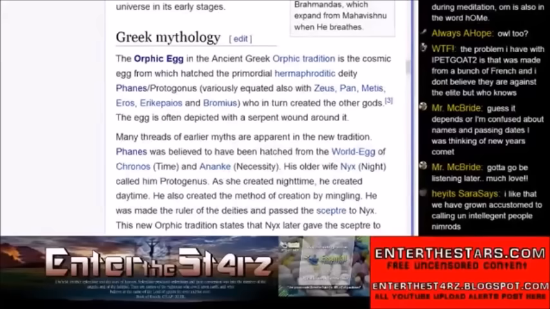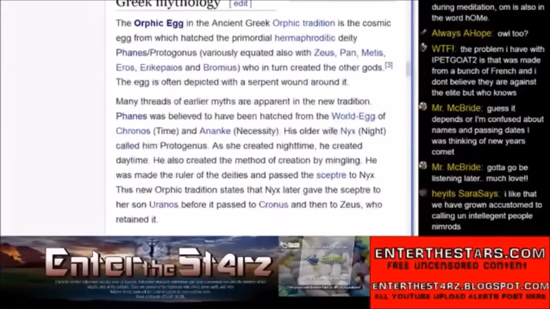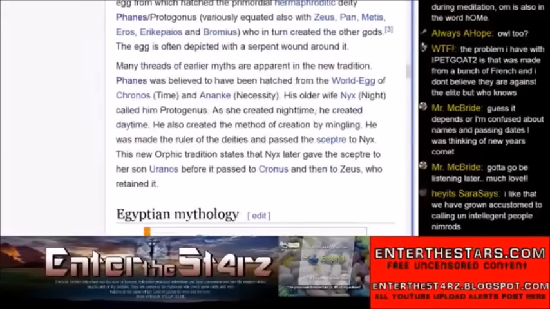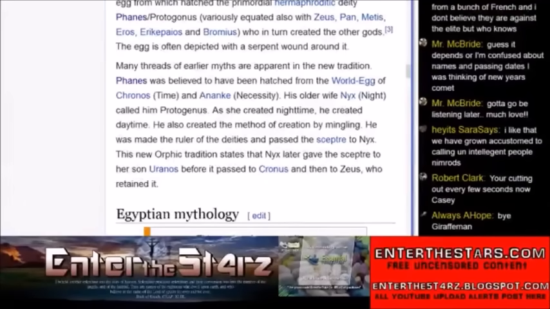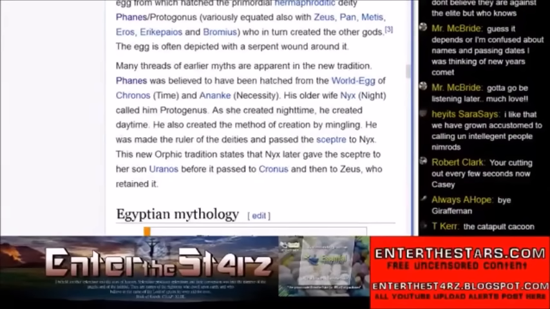The egg is often depicted with the serpent wound around it. Many threads of earlier myths are apparent in the new tradition. Phanes is believed to have been hatched from the world egg of Kronos. Just told you about all that, right? How all that links together. Time. This is Saturn, which, by the way, has at its North Pole a hexagon. That's the hex.